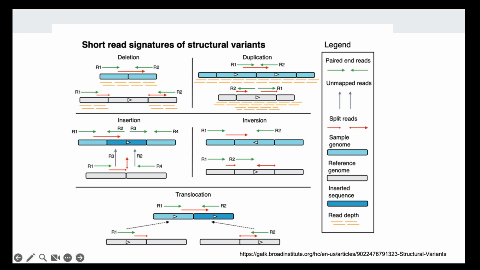For duplication, it's the opposite. You will get more reads from a certain region because it has been duplicated. So usually you get a certain number of reads, and now you get twice as many because your genome has twice as long a DNA fragment in that region.